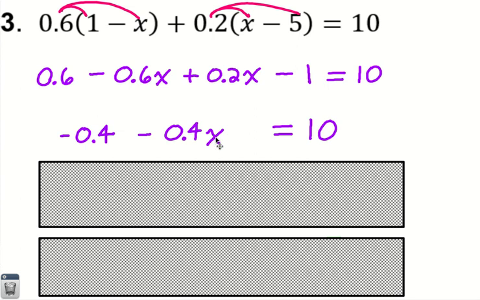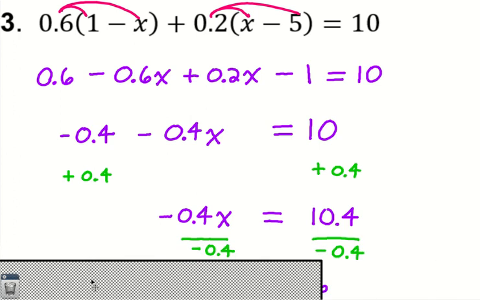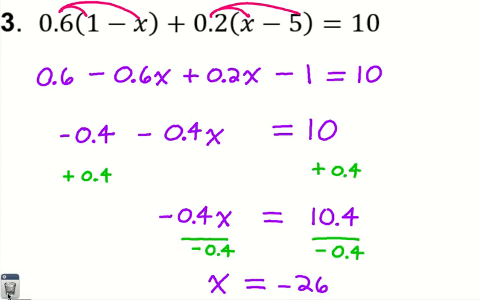Now that we've taken care of that situation, we now can try to get the x all by itself by adding 0.4 to both sides, which leaves a negative 0.4x on the left side, and so we're going to be dividing by negative 0.4. And I recommend a calculator to help you do this, and you get negative 26.